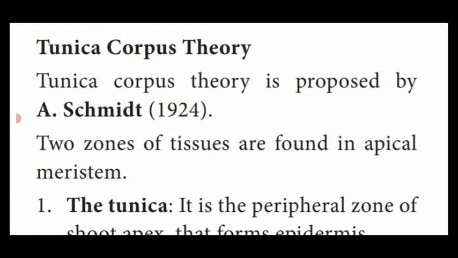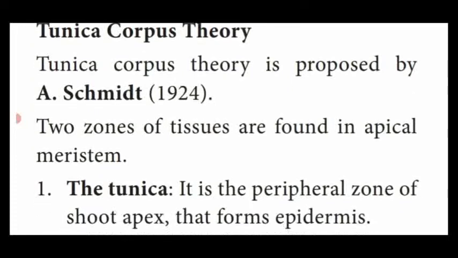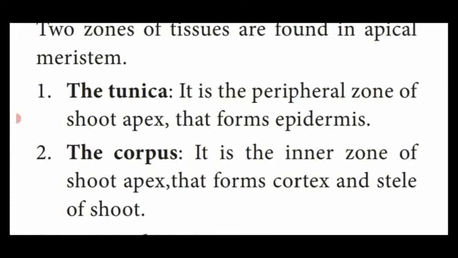According to this theory, the shoot apex consists of 2 zones. Tunica, the peripheral or marginal zone, gives rise to the epidermis. Corpus is the inner zone, and gives rise to the cortex and stele region of the shoot.